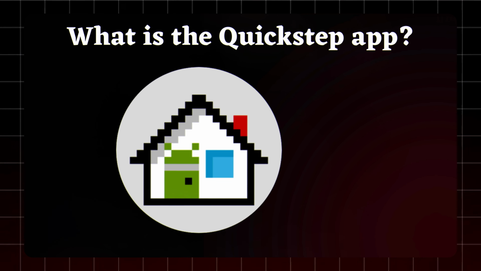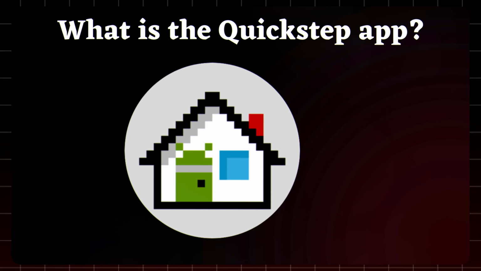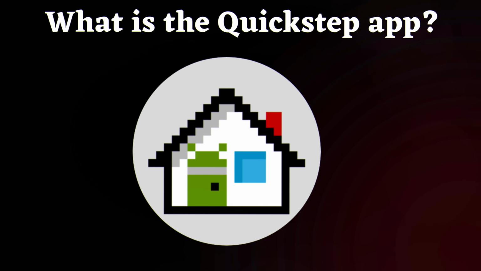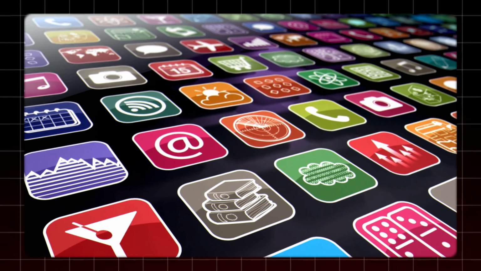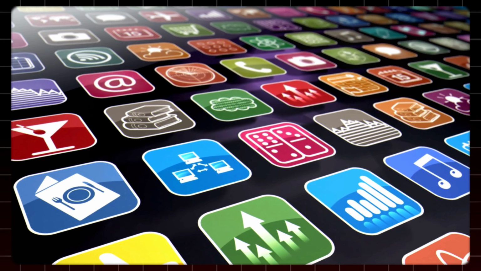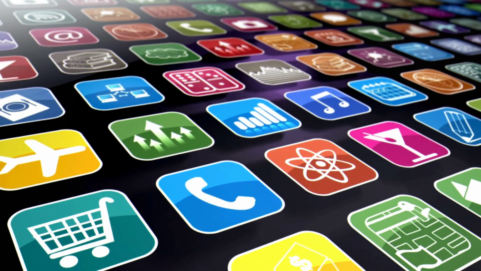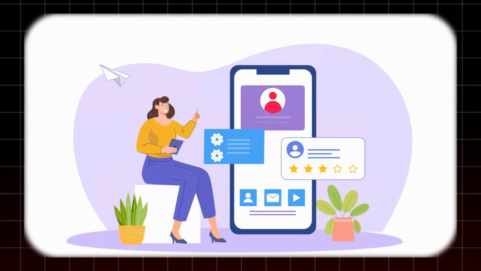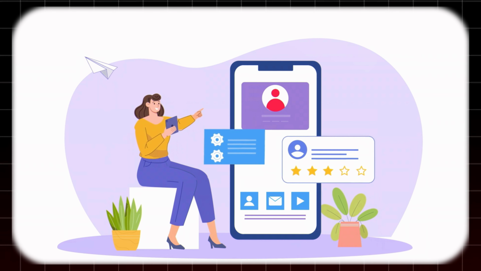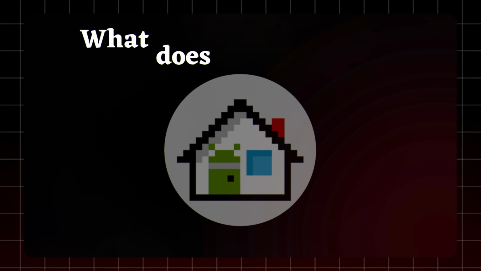What is the Quickstep app? Quickstep is a system app built into Android that controls how you navigate your phone. It is responsible for things like going to the home screen, opening recent apps, and handling gesture controls. You usually won't see it like a normal app, because it runs in the background as part of your phone's interface.